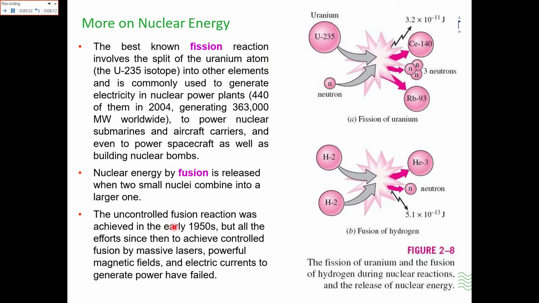The uncontrolled fusion reaction was achieved in the 1950s, but all the efforts since then to achieve controlled fusion to generate power by massive lasers, powerful magnetic fields, and electric currents have failed. So basically, the nuclear energy is the enormous or tremendous form of the energy. This is basically energy stored within the nucleus of an atom.